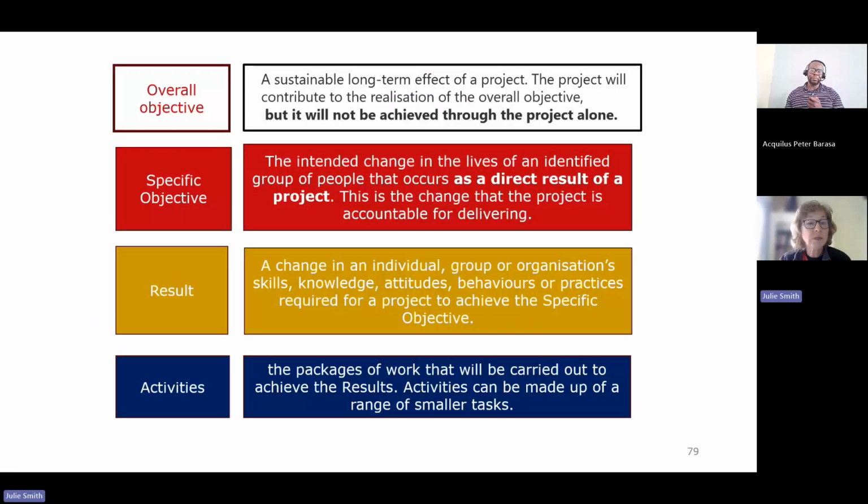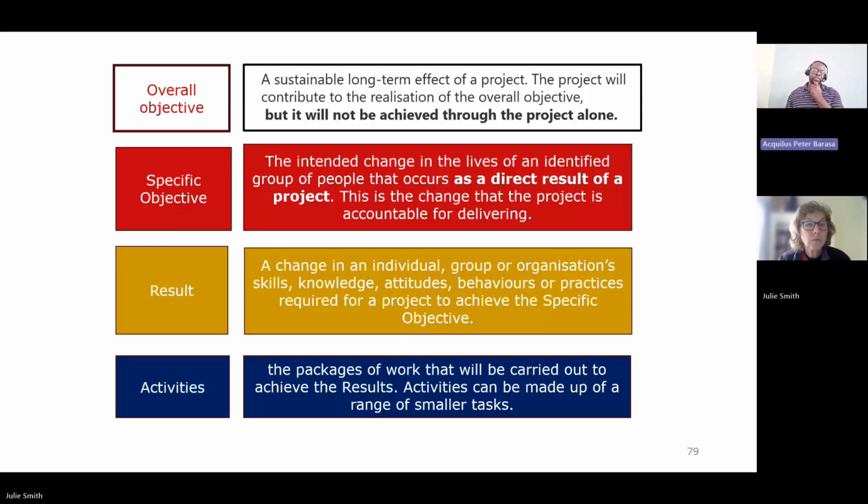All right, I think it's probably worth just doing a quick recap on the terms that CBM-Global use in their log frame. We use overall objective. You won't achieve your overall objective, but you contribute to it. An overall objective is an intended or sustainable long-term or widespread effect of your project or program. The project will contribute to the realization of this objective, but it won't be done with the project alone. It's kind of like the big picture.